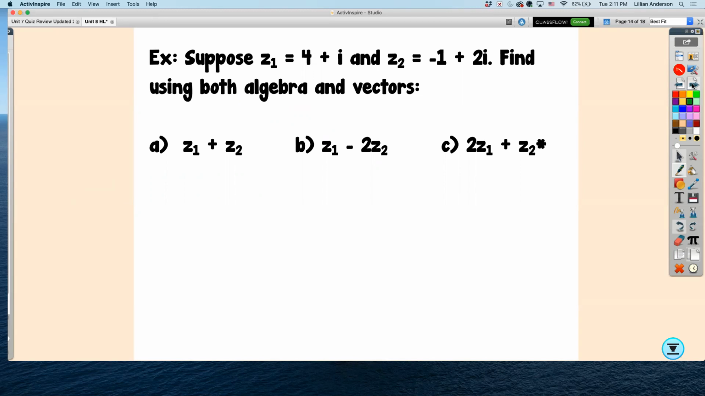If you guys could help me out and do the algebraic part first, I'll come in and do the vector part. Okay, so I want you to do A, B, and C algebraically. Tell me what the result of these are, and then I'll come through with the vectors. So what's Z1 plus Z2?